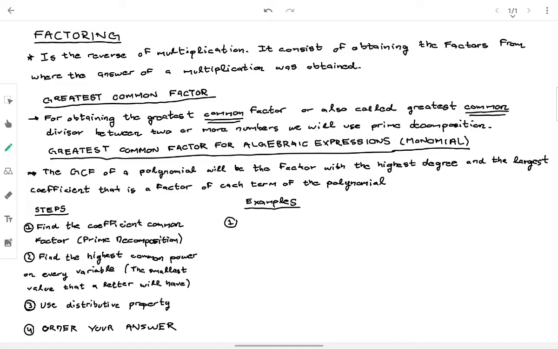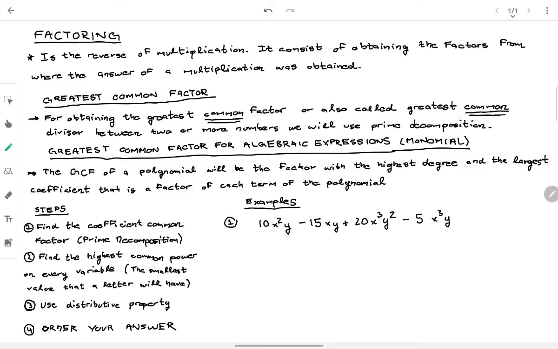So the steps for obtaining the greatest common factor for algebraic expressions will be: first, we need to find the coefficient common factor. In this case, we will use prime decomposition as in the last example. Number 2, we need to find the highest common power on every variable. It must be on every variable to be a common power. The smallest value that a letter will have, I will explain that later. Then we will use the distributive property. That means we will put every term inside a parenthesis. And at the end, we will need to order our answers. So let's see some examples.